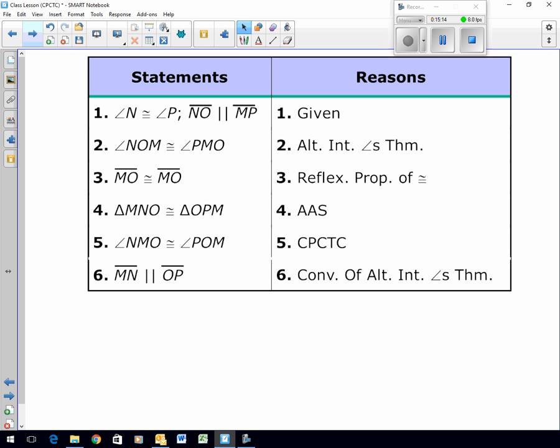Angle, angle, side. Good for them. But you see how your alternate interior angle theorem came into play here? For CPCTC, they use this converse. Don't worry about that one. The converse of the alternate interior angle theorem says that if my alternate interior angles are congruent, then the lines must be parallel.